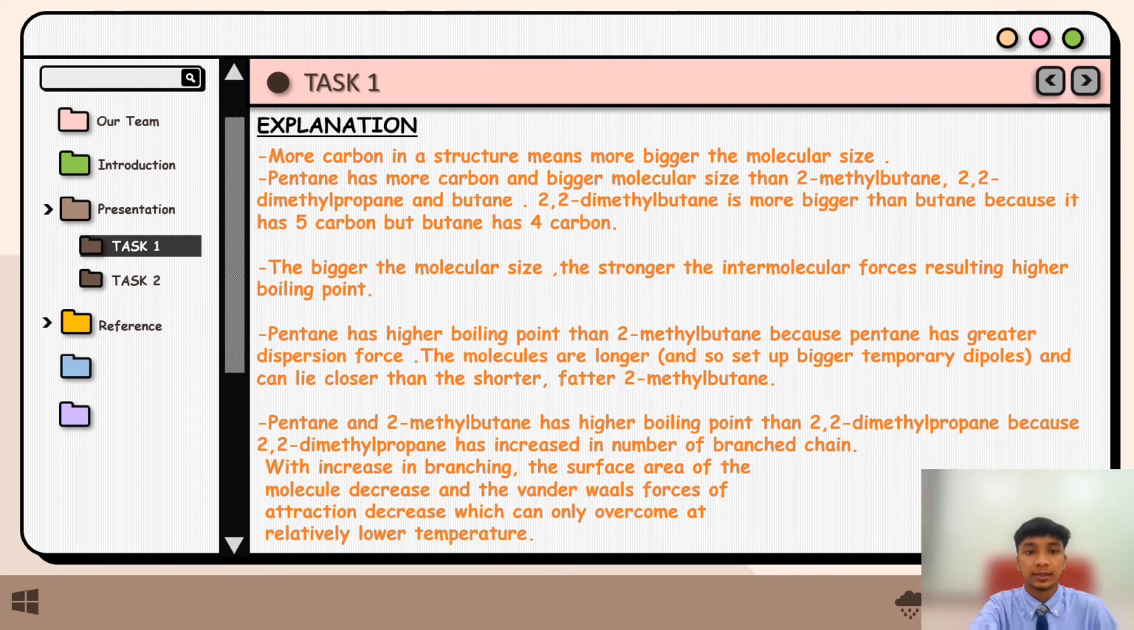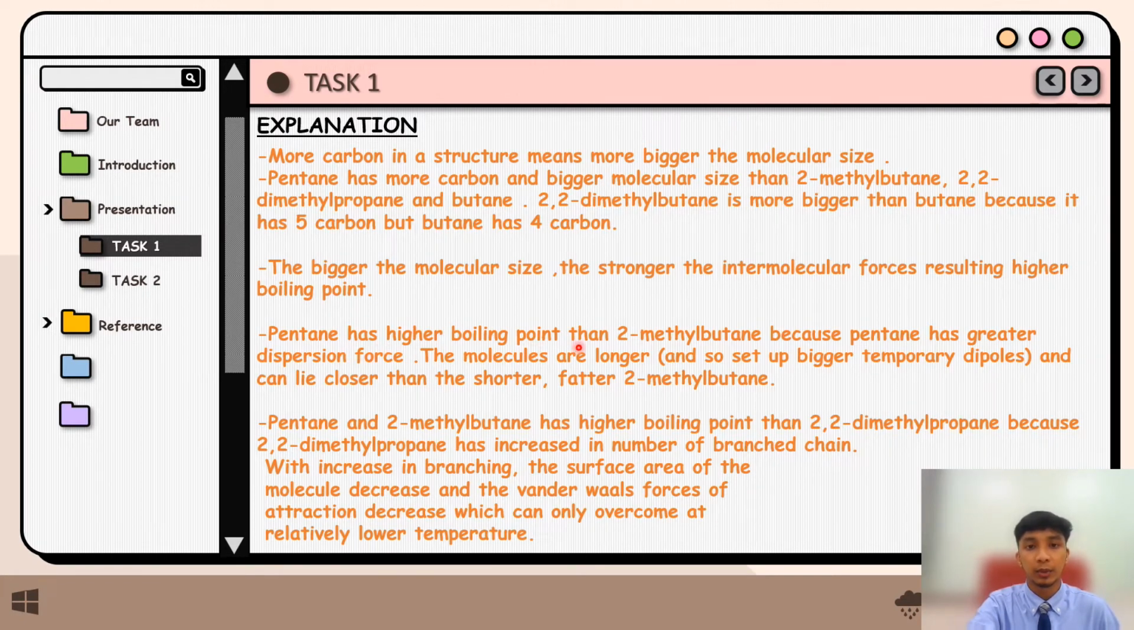Alright, this is the explanation. More carbon in a structure means a bigger molecular size. So we must identify which structure has more carbon. Pentane has more carbon and a bigger molecular size than 2-methylbutane, 2,2-dimethylpropane, and butane. 2,2-dimethylpropane is bigger than butane because it has 5 carbons, but butane has fewer carbons. The bigger the molecular size, the stronger the intermolecular forces, resulting in a higher boiling point. The stronger intermolecular forces mean stronger forces are needed to break the bonds between the particles.